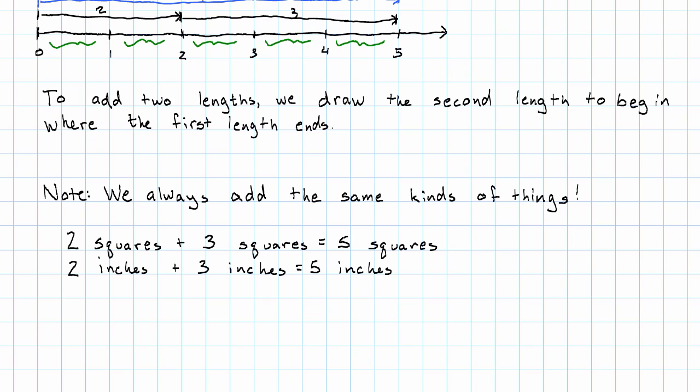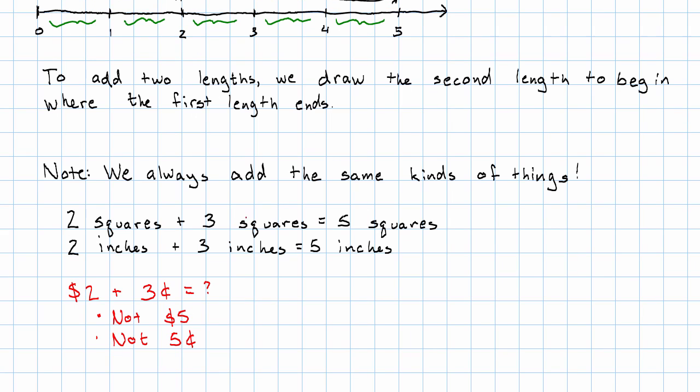If we were adding different kinds of things, however, if we added, for example, $2 plus 3 cents, well, that's not $5, and it's not 5 cents. We would just end up saying $2.03, because it doesn't make sense to add those two numbers. Why not? Because they provide counts of different things.